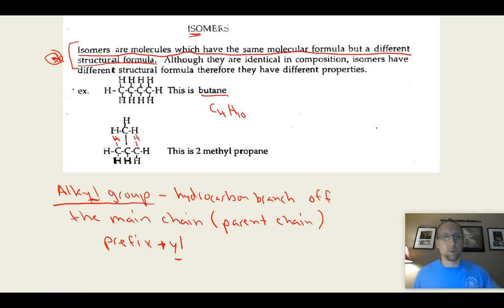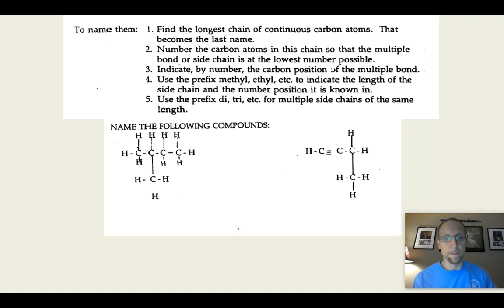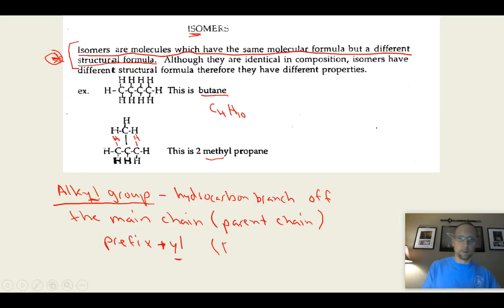So like this, look, a 1 carbon branch is methyl. 2 carbons would be ethyl. So we're just using, again, good old table P to help us out here.